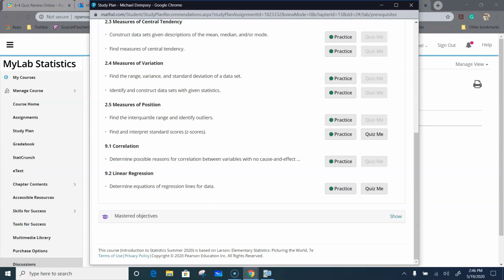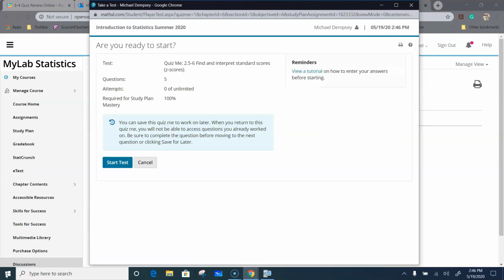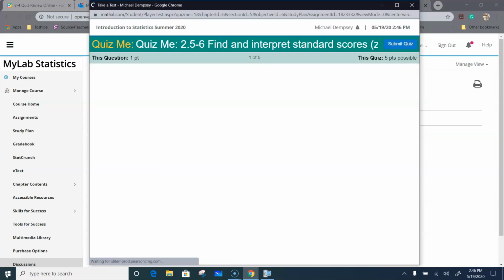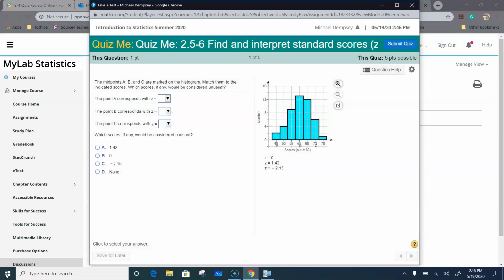Okay, and then one more. Oh, we didn't do z-scores. Let's jump back to our z-scores. Make sure we look at those. I don't want to skip that. Definitely have to have a z-score question on the test.